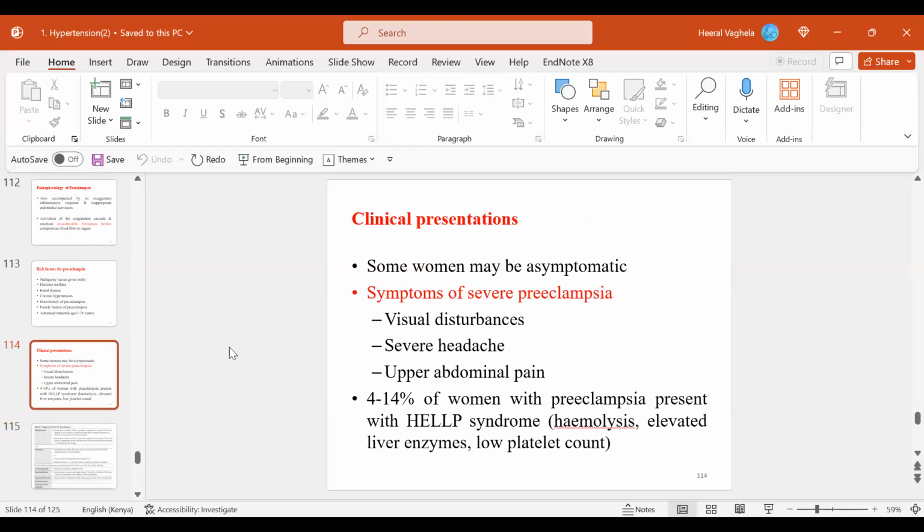Some of the symptoms are visual disturbances, severe headache, upper abdominal pain, and one more thing that's different is that they usually present with the HELLP syndrome, where there is hemolysis, elevated liver enzymes, and low platelet count. So preeclampsia is associated with the HELLP syndrome, which is hemolysis, elevated liver enzymes, and low platelet count.